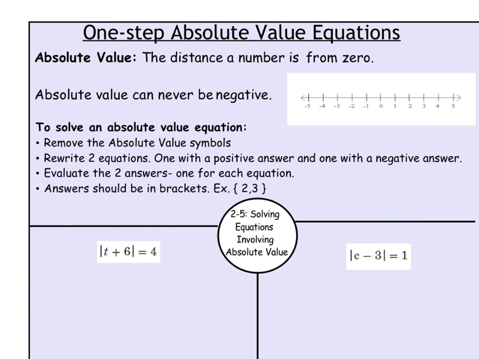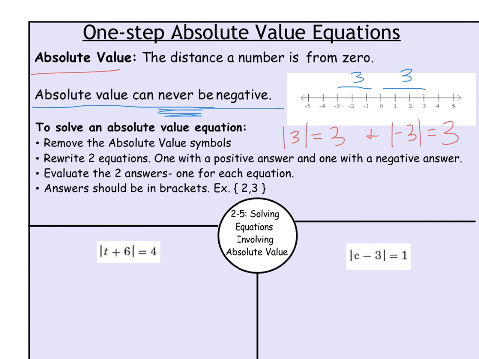One-step absolute value equations. We're going to start with just one step first. Please remember that the absolute value is the distance a number is from 0. And very important, absolute value can never be negative. Okay, it's always positive. So if I said the number 3, how far is it from 0? It's 3 units. Just like negative 3 is also 3 units from 0. So what that would show is the absolute value of 3 is 3, and the absolute value of negative 3 is also 3.